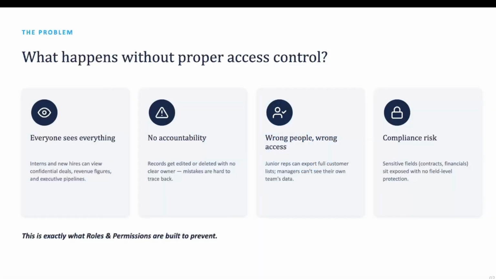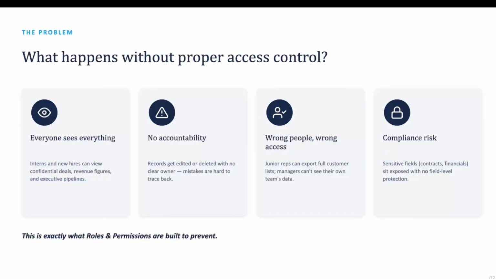Before starting the live demo, let's understand what the real problem is. What happens without proper access control? The first problem is that everyone sees everything. When you don't have the right permissions, everyone can see all the things, like your interns and new hires can see your confidential deals, your revenue figures, and all your executive pipelines. This is one problem that you face.